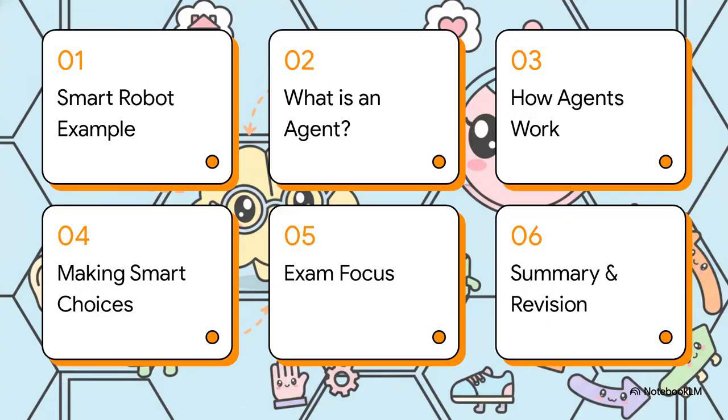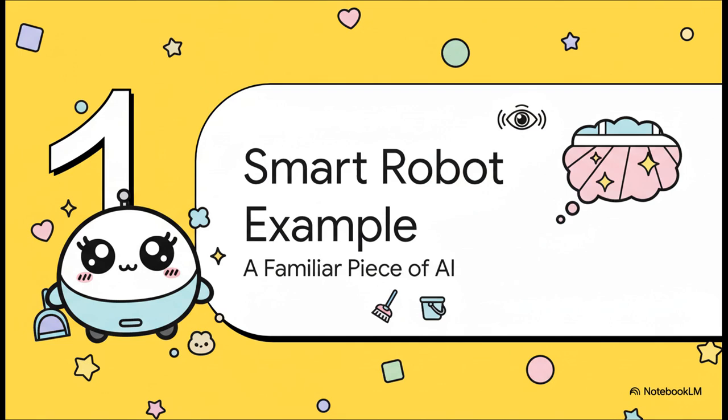Okay, here's the plan. We're going to start with that smart robot example, then get into what an intelligent agent actually is, see how they work, and figure out how they make smart choices. And then, and this is super important, we'll have a section totally focused on getting you ready for your exams before we wrap it all up. So, let's dive in.